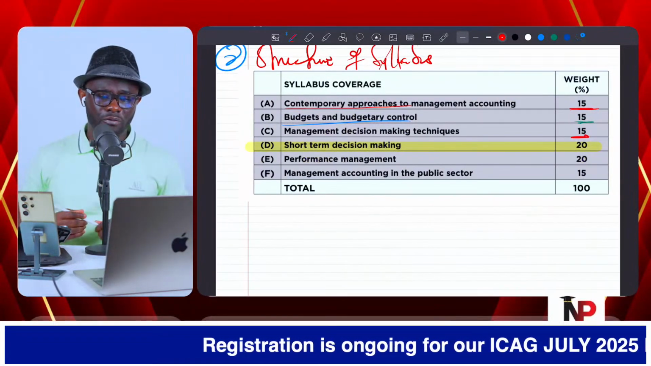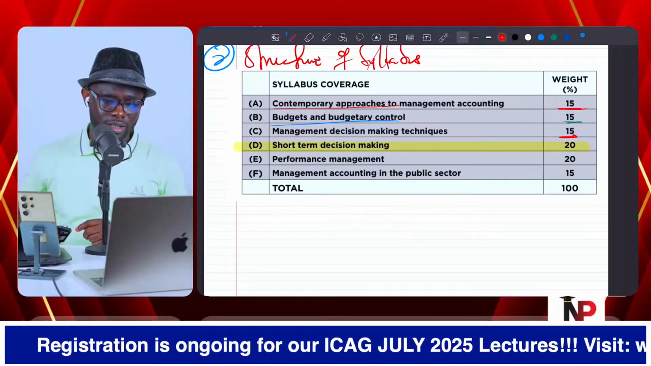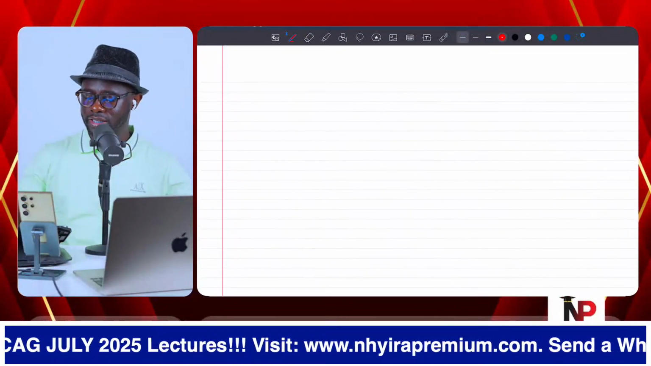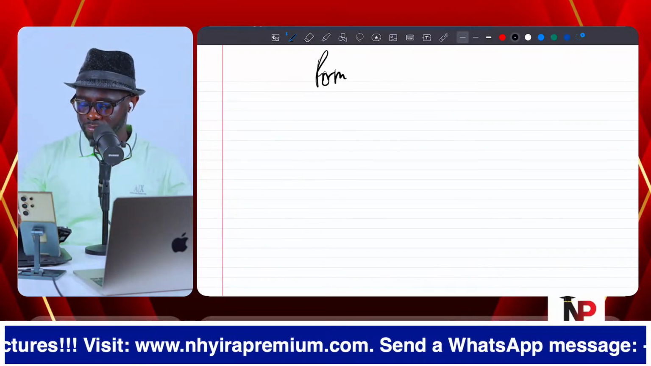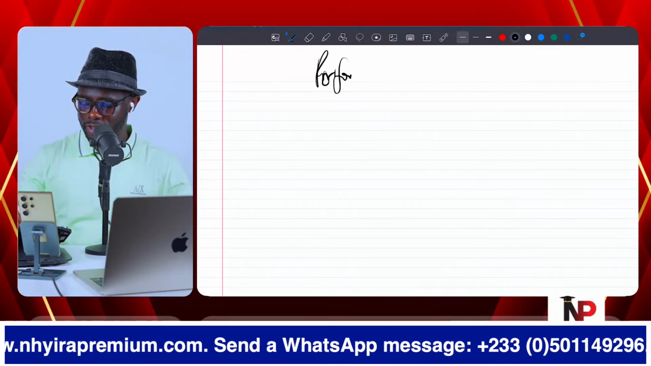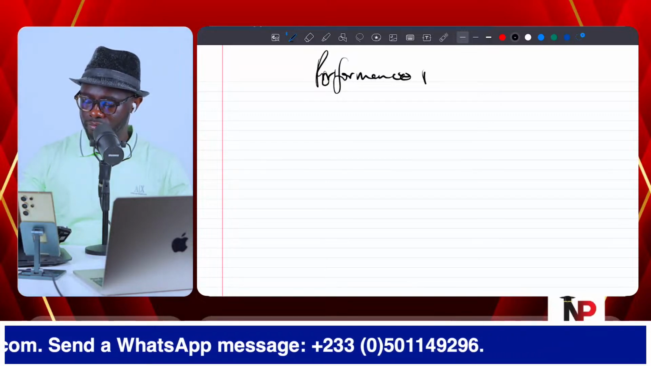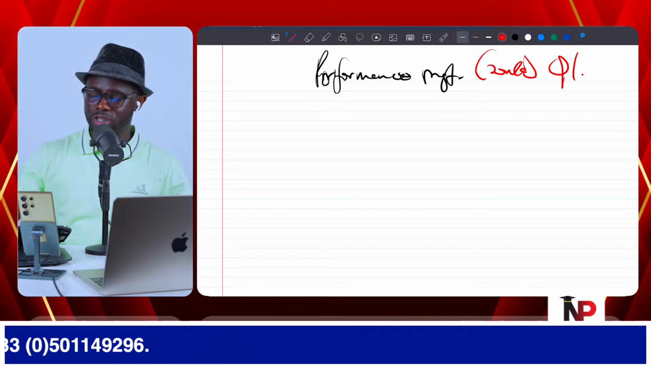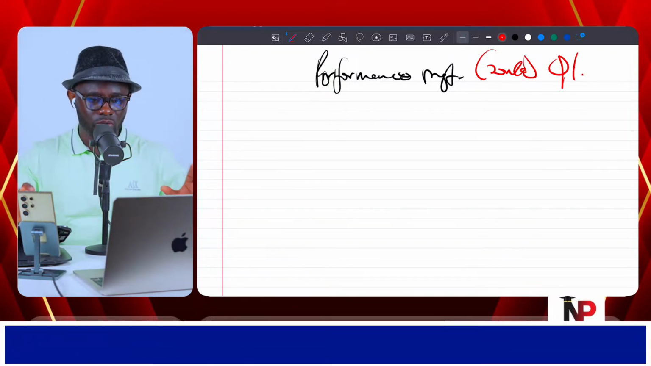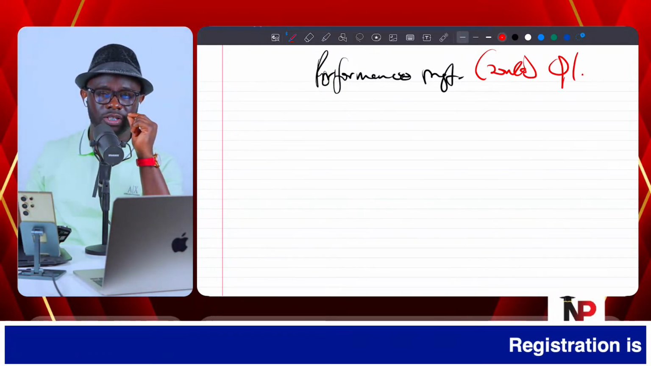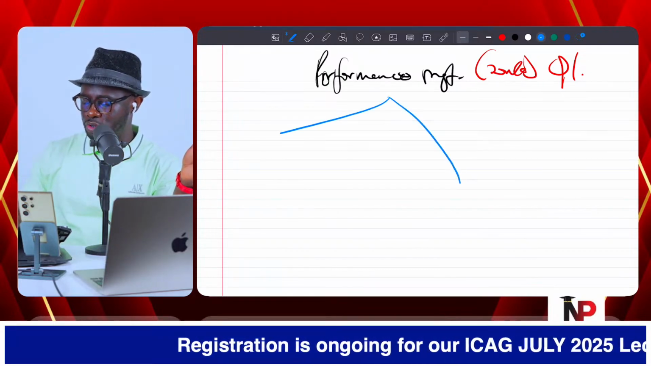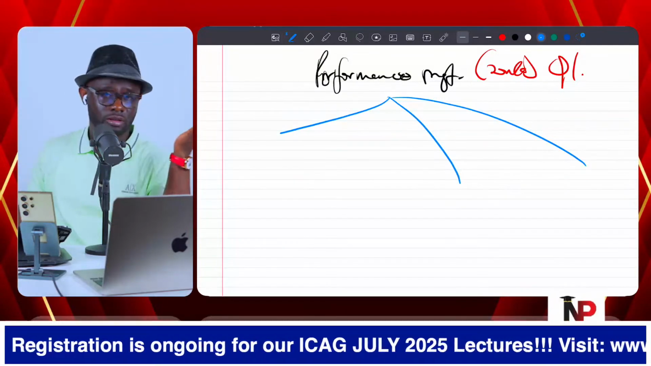Then we come to performance management, which is also 20 marks, and that is question 1, always in the exam hall. Performance management. That's also 20 marks, and it's always question 1. So your question 1 is performance management, always for 20 marks. Now, this is divided into probably 3 main categories.